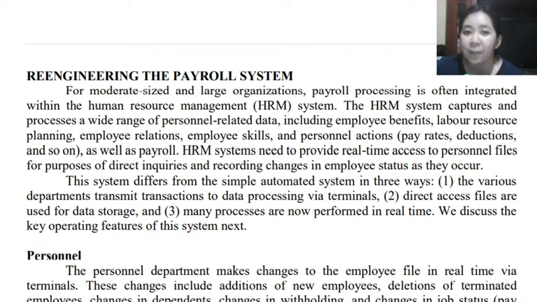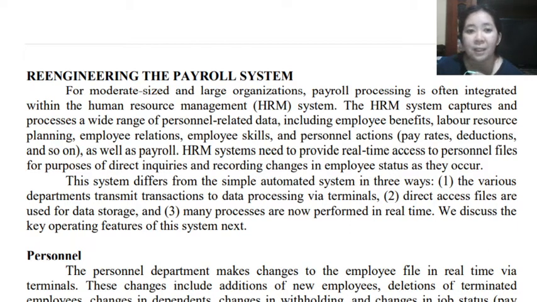So this system is different from a simple automated system in three ways. First, the various departments transmit transactions to data processing via terminal. Second, they have direct access over the files, and they use it for their intended purposes, and they have their database as their data storage. And third, many processes are now performed in real time.